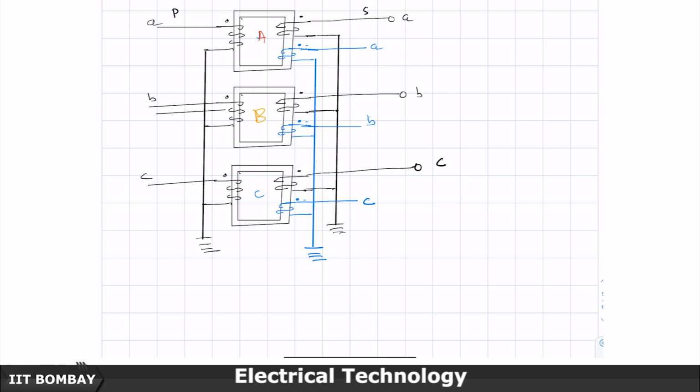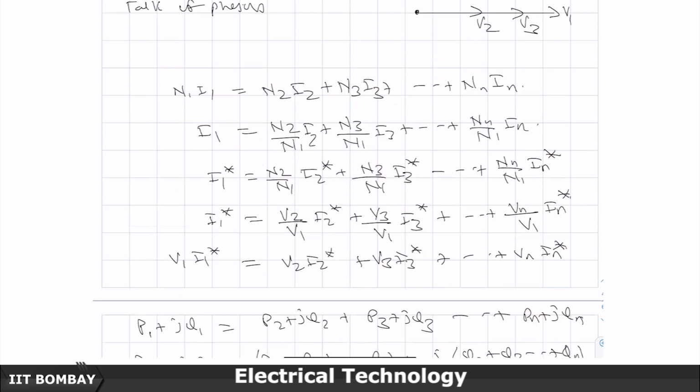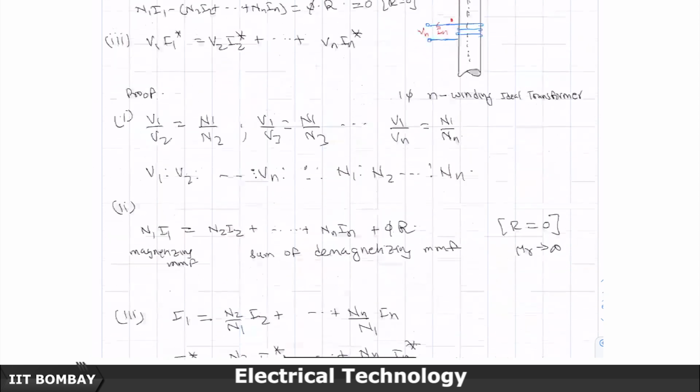So, how many windings are there now? 1, 2, 3, 4, 5, 6, 7, 8, 9. So, a 3 phase 3 winding transformer will have 9 windings, and a 3 phase 2 winding transformer will have 6 windings. So, this is my configuration, and what is given to you here?